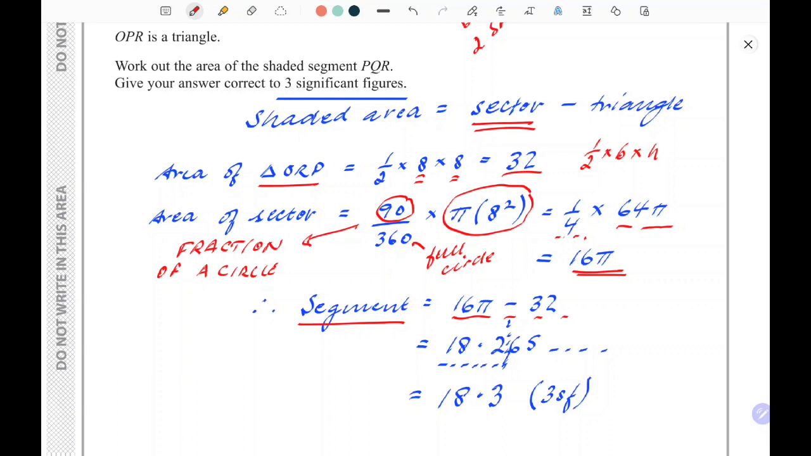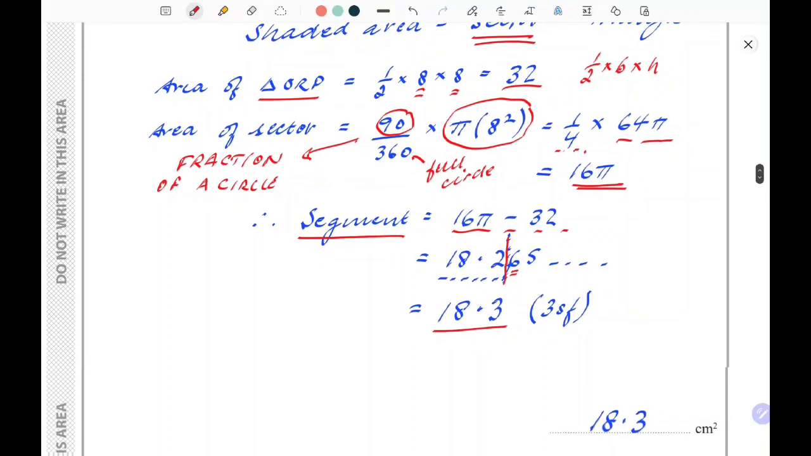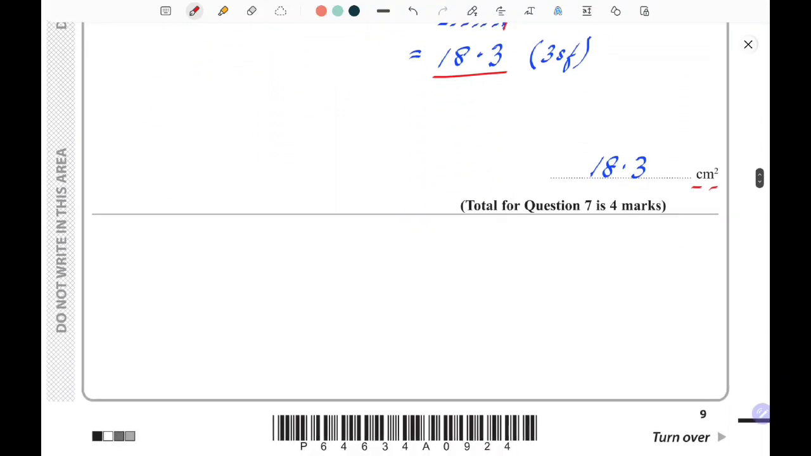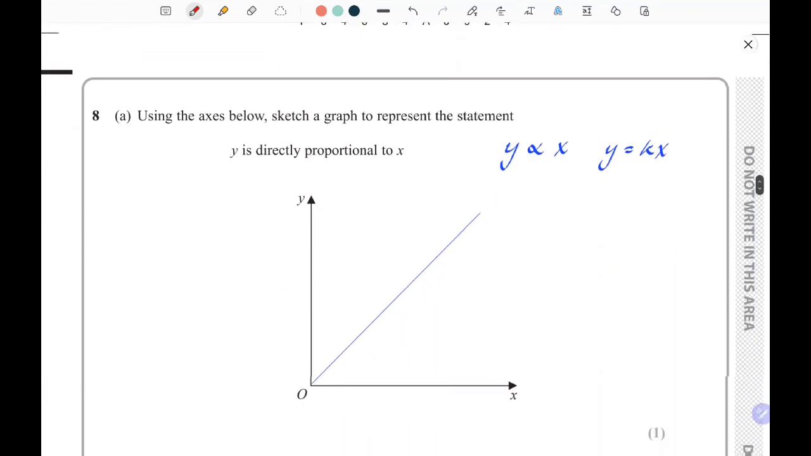Okay, and remember the question says 3 significant figures. So when you put it in your calculator, you're getting 18.265, etc. And we're going to cut it at the 3SF, and therefore it becomes 18.3, because the next number after the 2 is 6, so it's rounded up, 18.3. And the units are square centimeters. All right, hopefully that is clear.